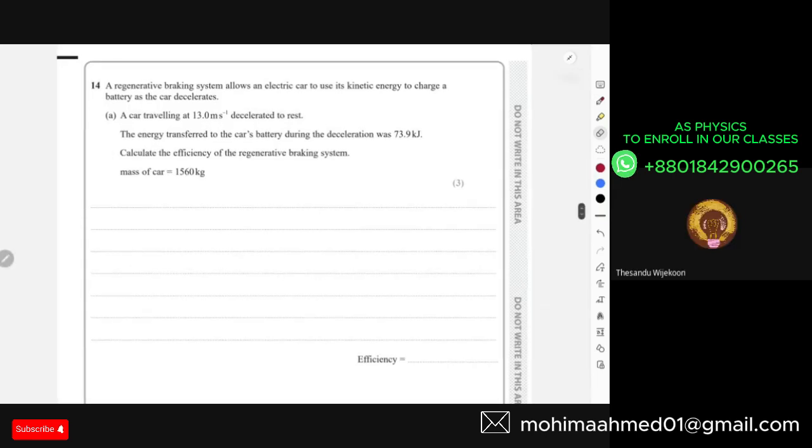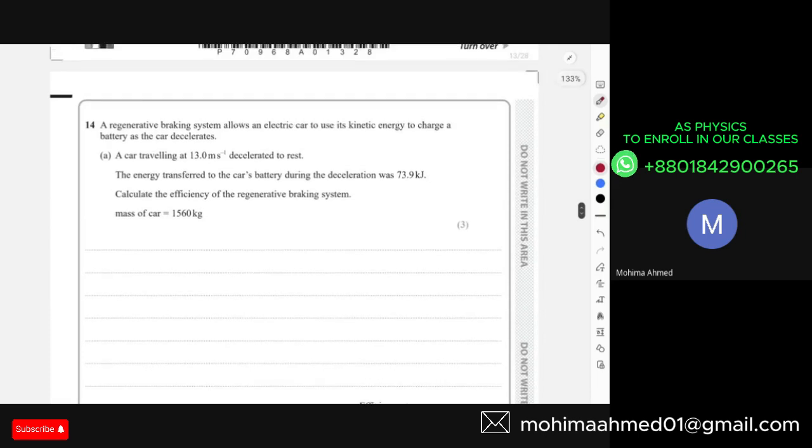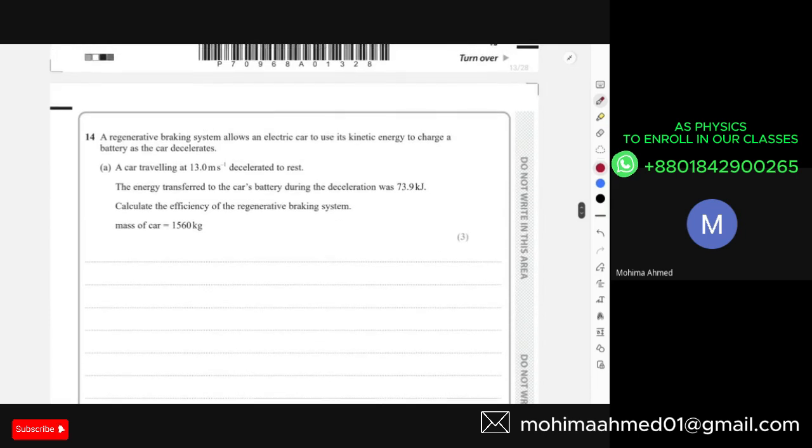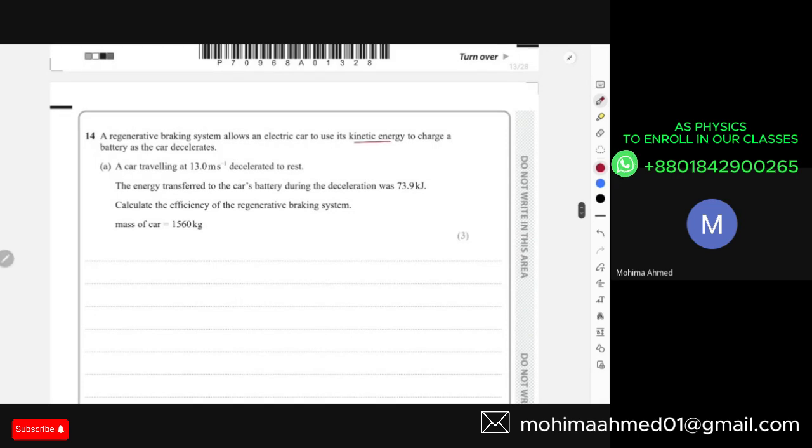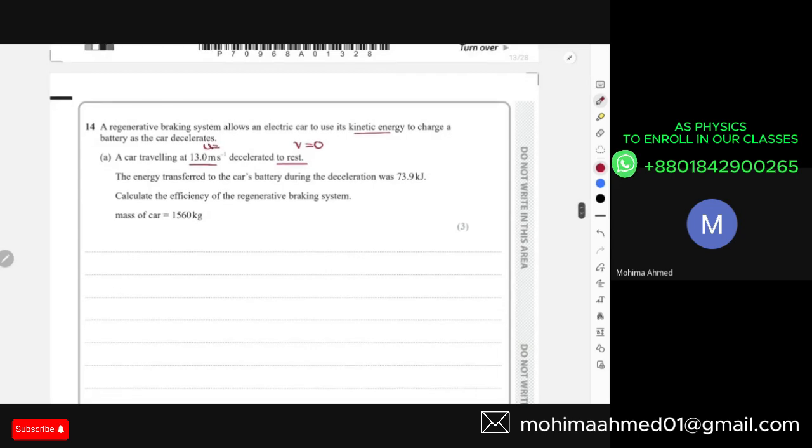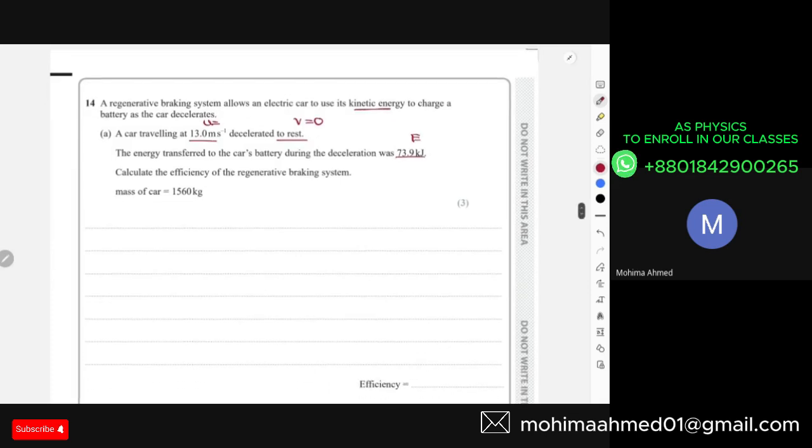Okay, teacher. So we're going to start with question 14. For 14, this is what? A regenerative braking system allows an electric car to use its kinetic energy to charge a battery as the car decelerates. The car decelerates to rest. Obviously, final speed is 0, initial speed is this 13. The energy transferred to the car's battery during this deceleration is this much, so energy is given. Mass of the car is this. We want to find out the efficiency of this regenerative braking system.